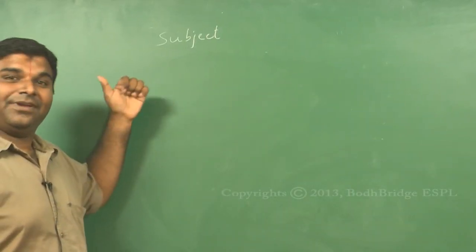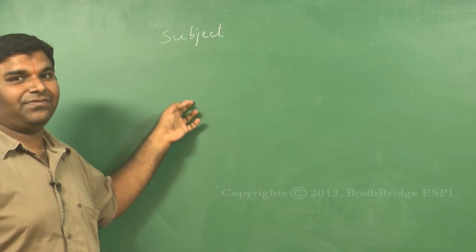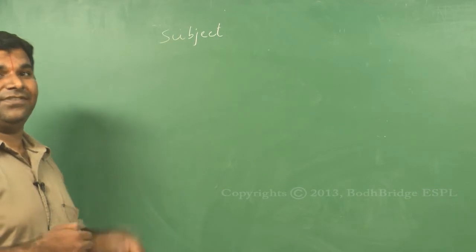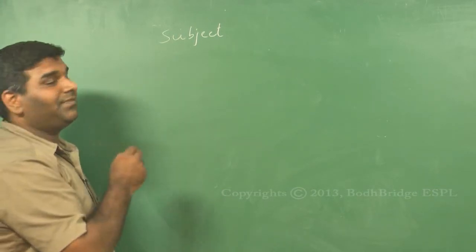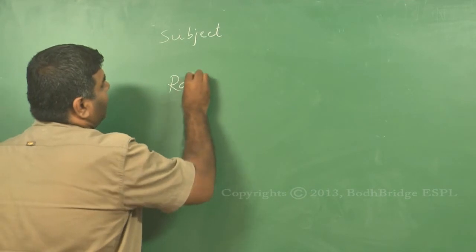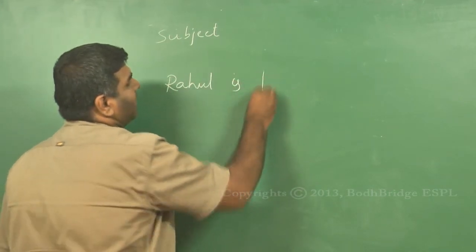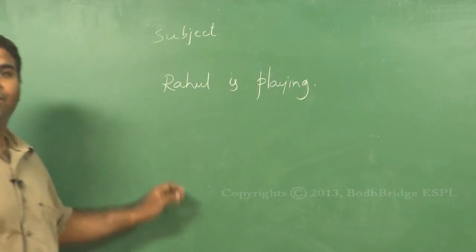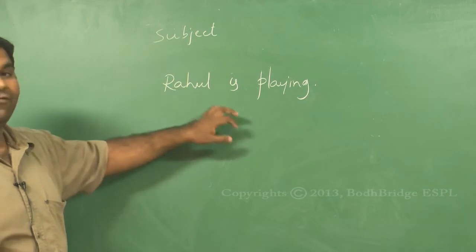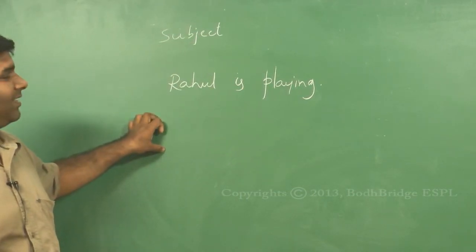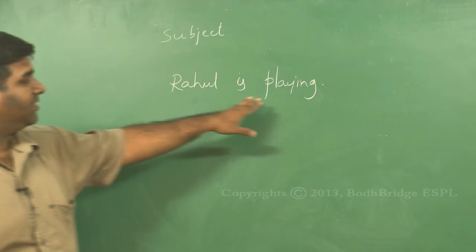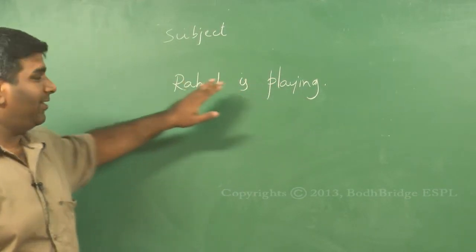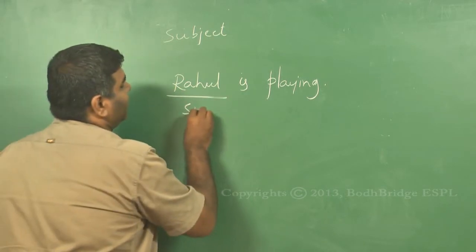Okay, now we have already understood the first definition of the subject. Now let us look at the second definition of the subject. Let us observe this sentence. Rahul is playing. Now, will you be able to say who is performing the action in this particular sentence? Is it Rahul performing the action or is it playing? If you observe, it's Rahul performing the action. Now, Rahul becomes the subject here.